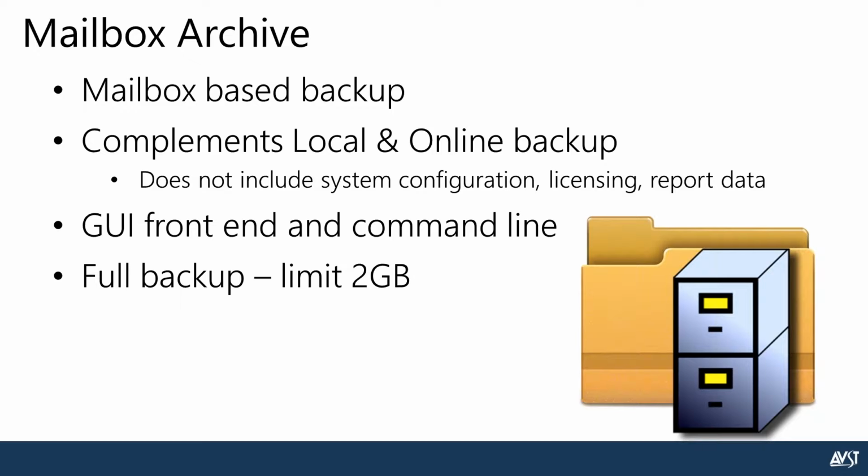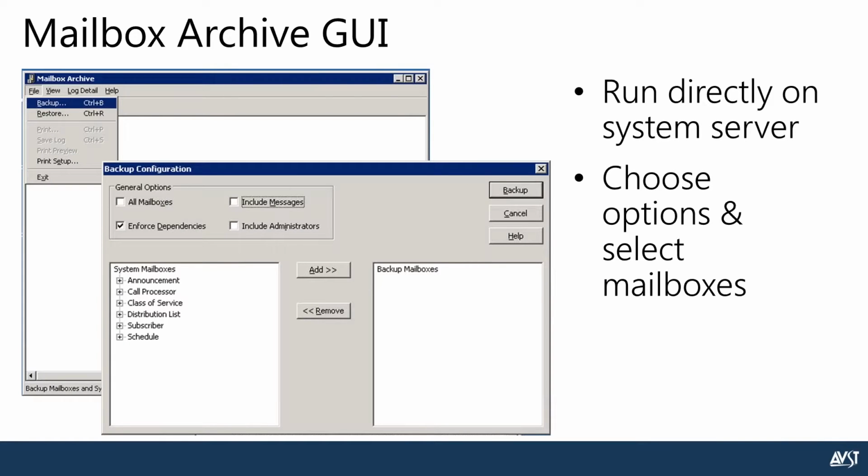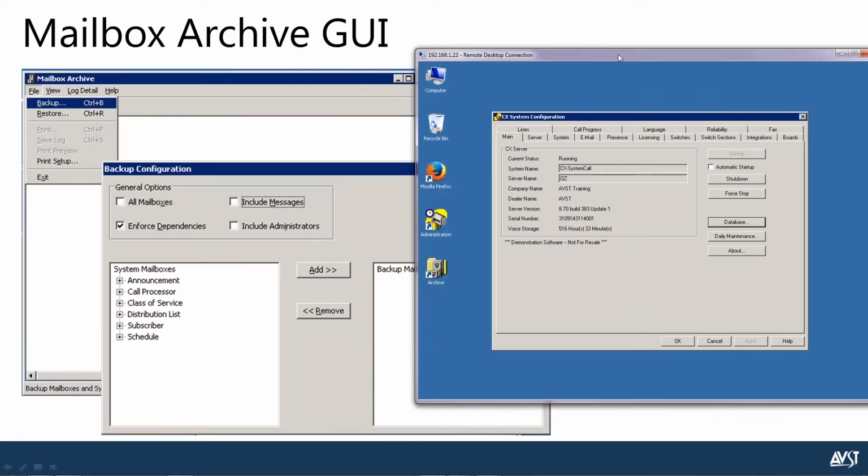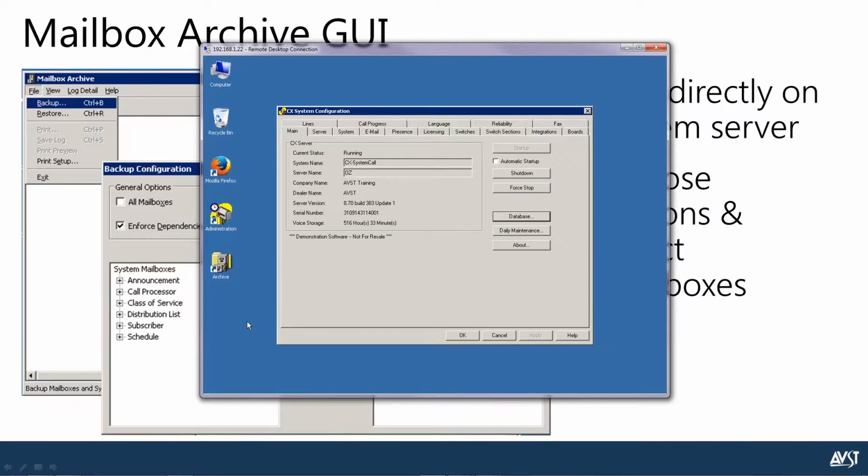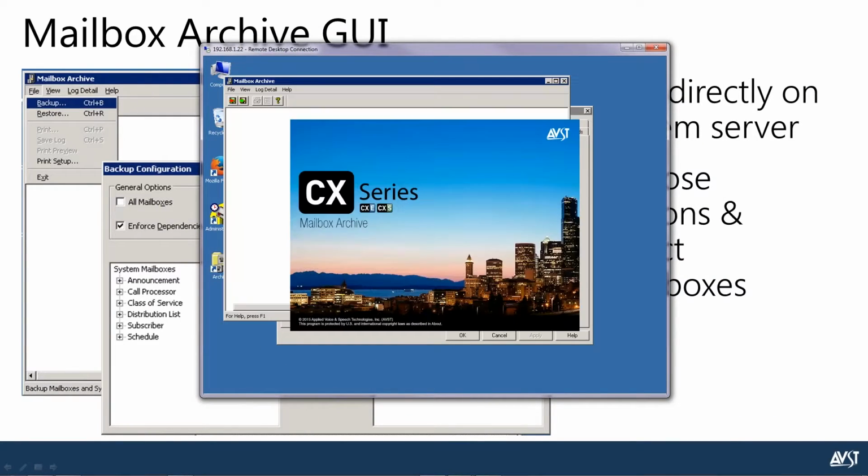And the backup part of this has both a GUI front end, which is super easy to use, and a command line, which you can then run in that batch file. It does have a limitation, though, of 2 gig. And generally what you'll do if you're trying to get a full backup and it's bigger than 2 gig is you'll have multiple archives. You'll just break out the archives by types so that you have more files spread over.